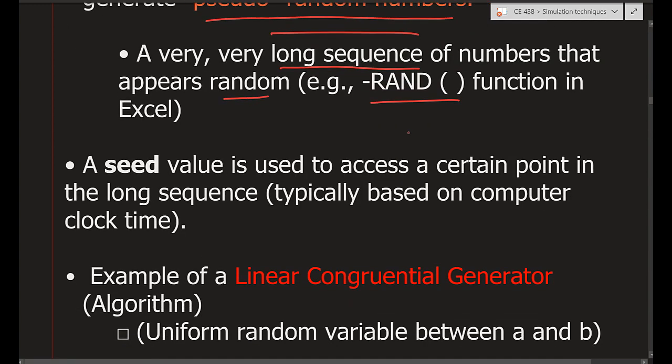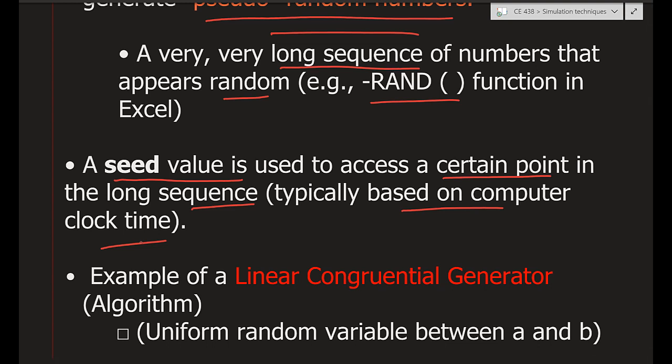When we are simulating random numbers, we require some initial value, and this value is called the seed value. A seed value is used to access a certain point in the long sequence, typically based on the computer clock time. Once we start to run the algorithm, we have to start somewhere, and this starting point is called the seed value, often taken from the computer clock time. Based upon the computer clock time, the seed value is taken, and then random number generation starts.